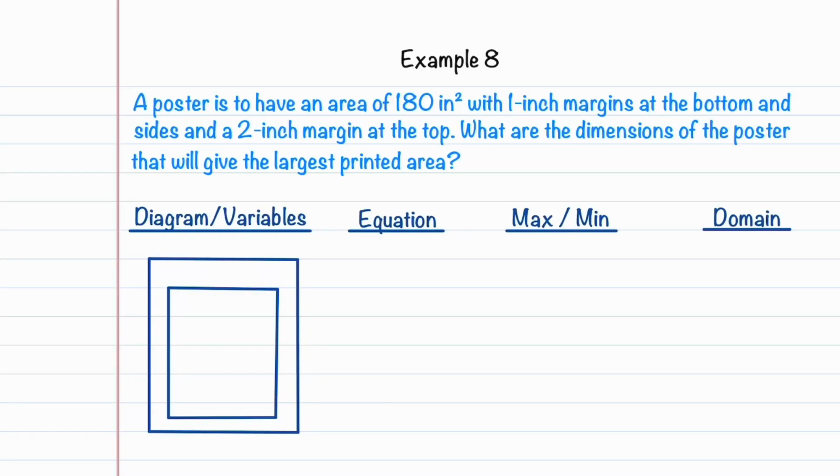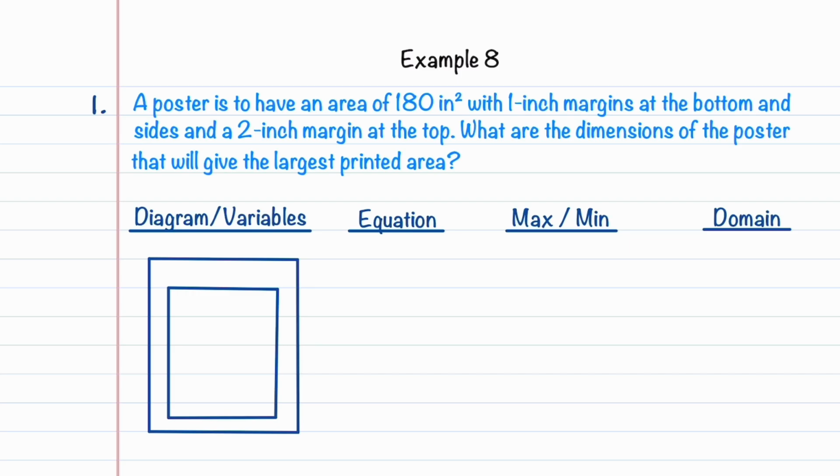In this optimization problem, we're designing a poster with margins that allow the printed area to be as large as possible. I think this is one of the hardest optimization problems to do. I'm going to explain things really clearly so that by the end, you will know exactly how to solve this type of problem. The first thing we want to do to solve this problem is to read through the problem carefully and figure out what information we're given and then what we're asked to find.